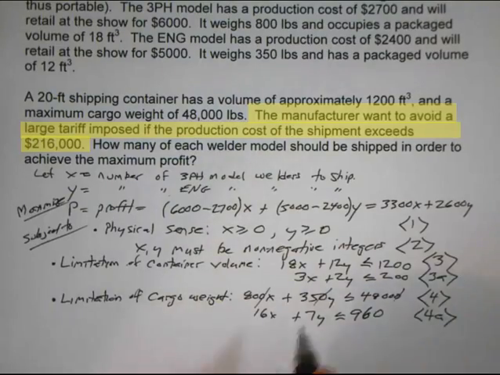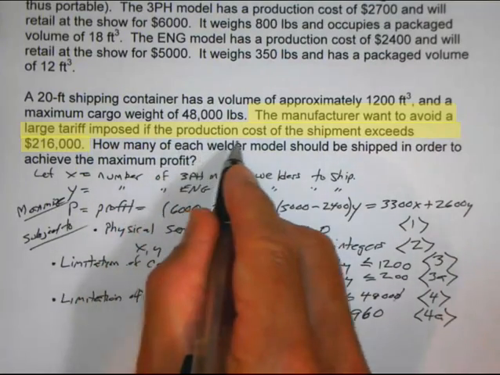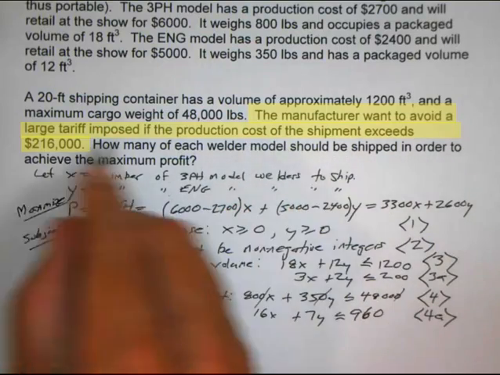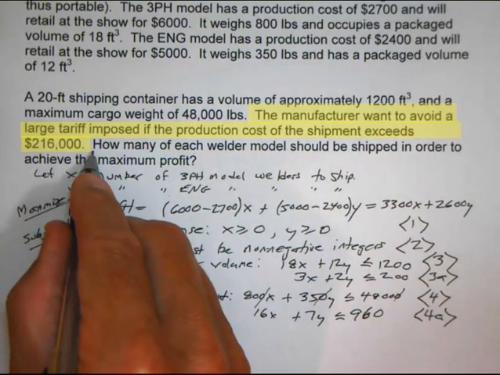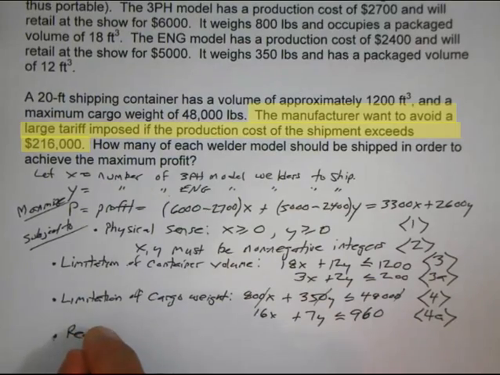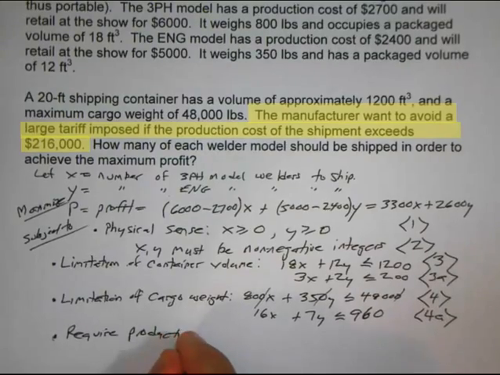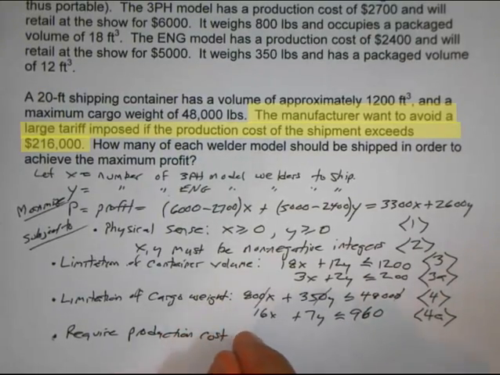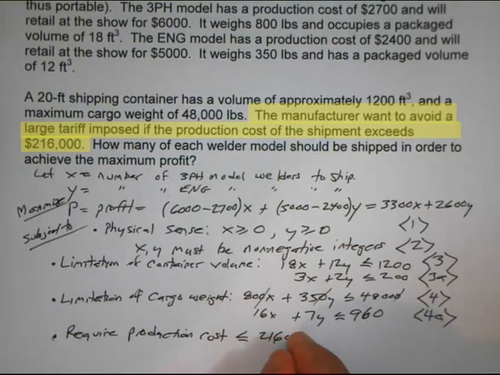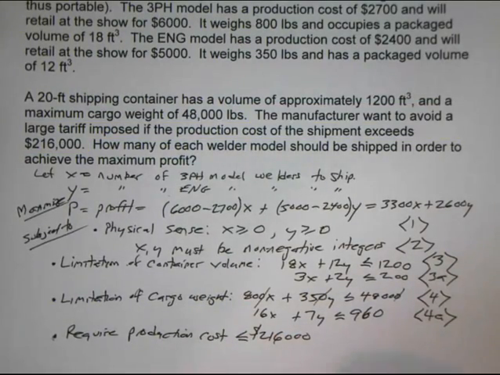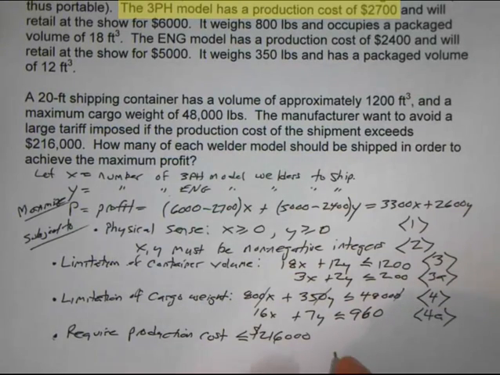The manufacturer wants to avoid the large tariff, and this occurs if the production cost exceeds $216,000. Okay, there's another concern. So basically we're going to require production cost less than or equal to $216,000. And that translates into a math statement of, well, the model has a production cost of 2,700x for the total there.